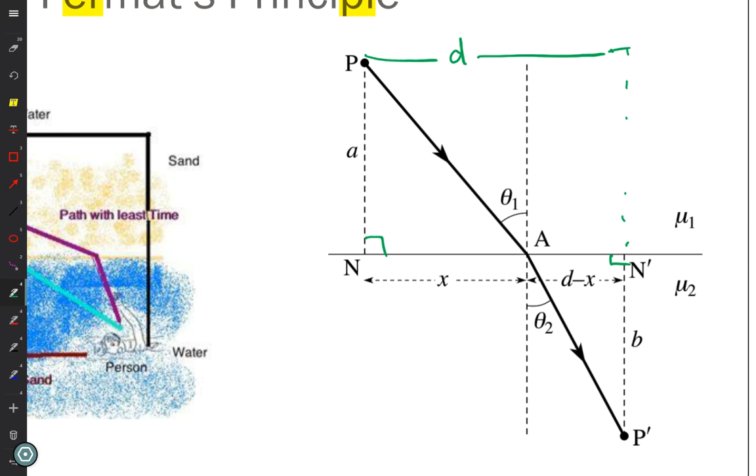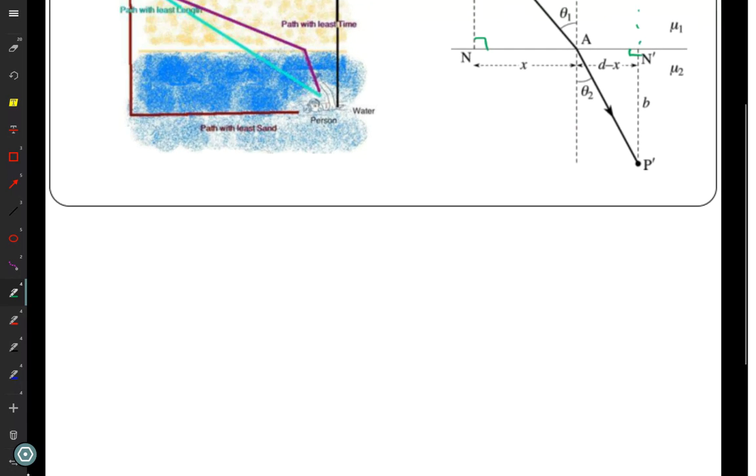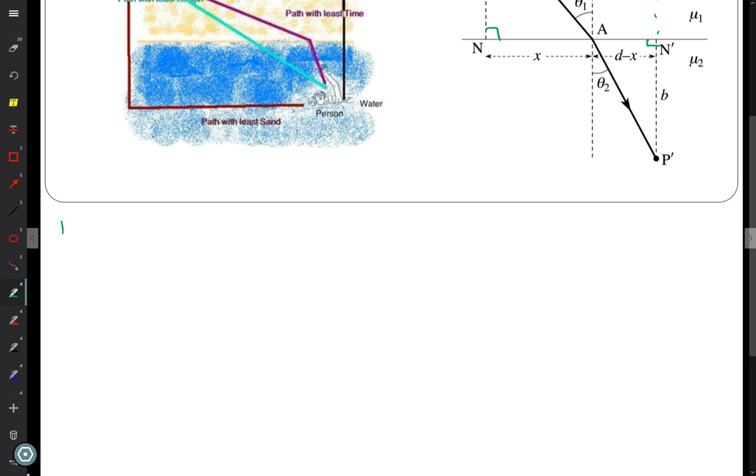How do I find then the equation for the time it takes to go from point P to point A to point P prime? So find equation for time is the first step. And then we'll take the derivative after that, but I want to find this first before we go on to that. So how can I find equation for time? I want you to work your way through it.